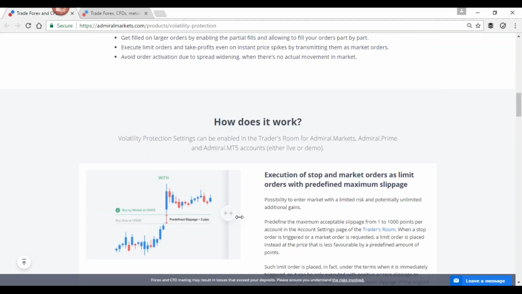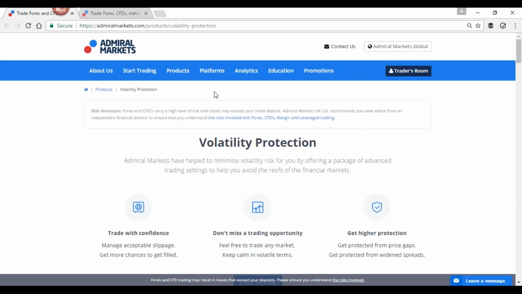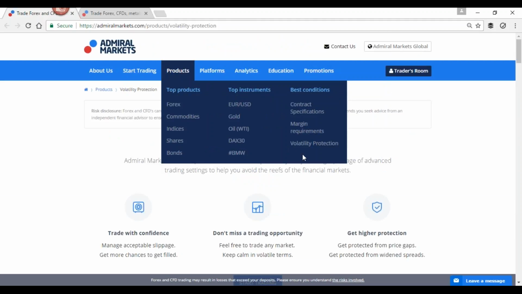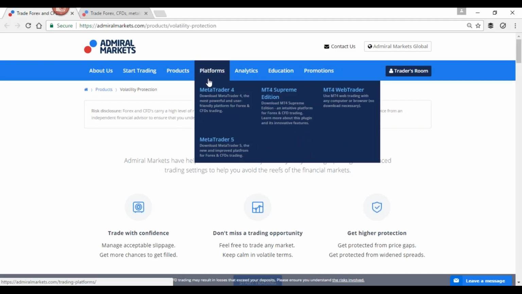But this is something that you can find, once again, at Admiral Markets. Go to Products and go to Volatility Protection, and you'll be able to use that. All right, it's recently been added, besides the MetaTrader 4 Supreme Edition. And you can use it for your benefit.